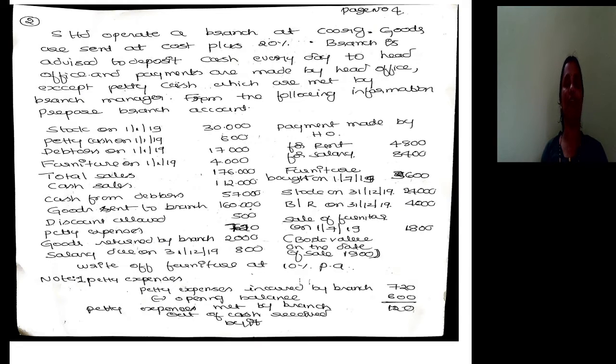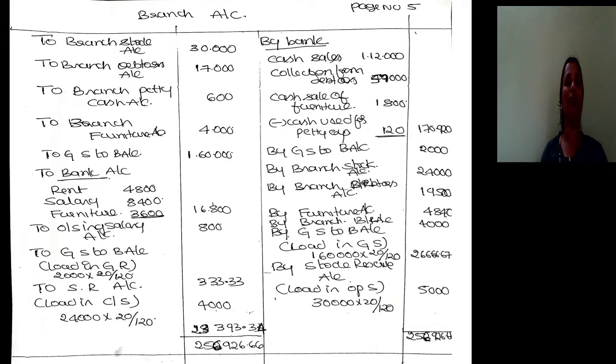With the information given below, we need to prepare the branch account in the books of head office, that is S Limited. First we have information about opening stock, opening petty cash, opening debtors, opening furniture. How will we record? Branch account debit to branch stock, to branch debtors, to branch petty cash, to branch furniture. In this, branch stock 30,000 indicates invoice price because goods are sent at invoice price. All transactions given in the problem relating to goods are at invoice price. This should be taken care of.